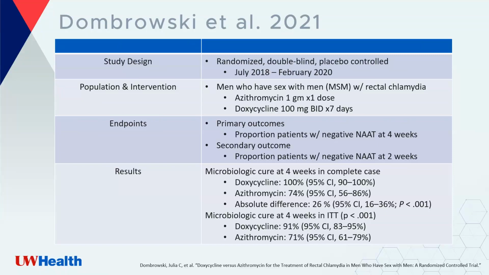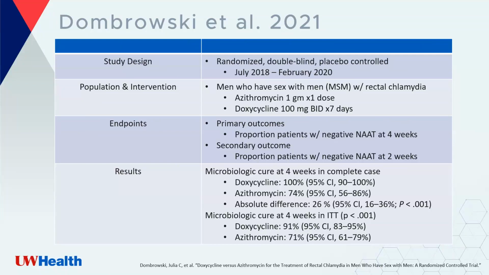The study included 177 patients, and it did break these patients up into two different groups. It looked at the completed cases, defined as CC, which looked at the primary, secondary, and exploratory endpoints. These were patients that were positive with NAT at enrollment and had follow-up NAT results, whereas the intention to treat population included all randomized patients. Microbiological cure at 4 weeks was 100% in patients treated with doxycycline, and azithromycin was only 74%, an absolute difference between the two treatment arms of 26%. Microbiological cure at 4 weeks in the intention to treat group was 91% compared to 71% with the azithromycin group.